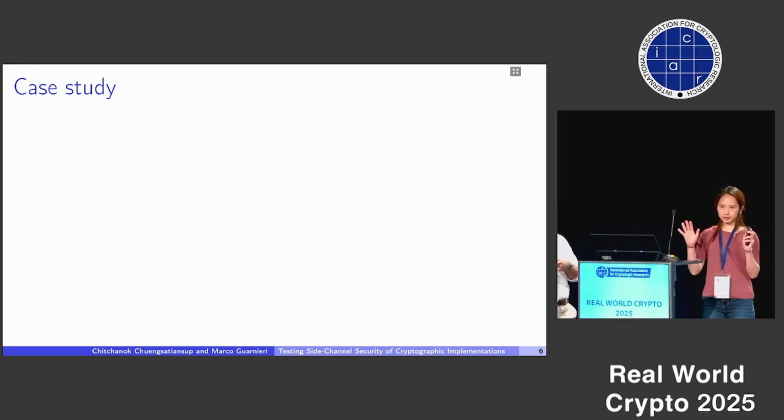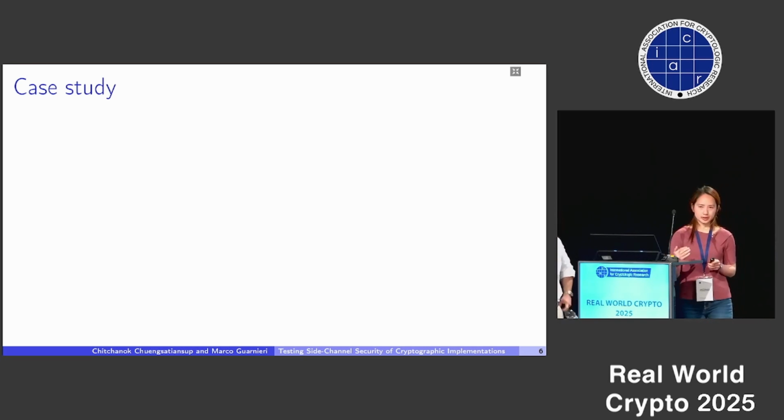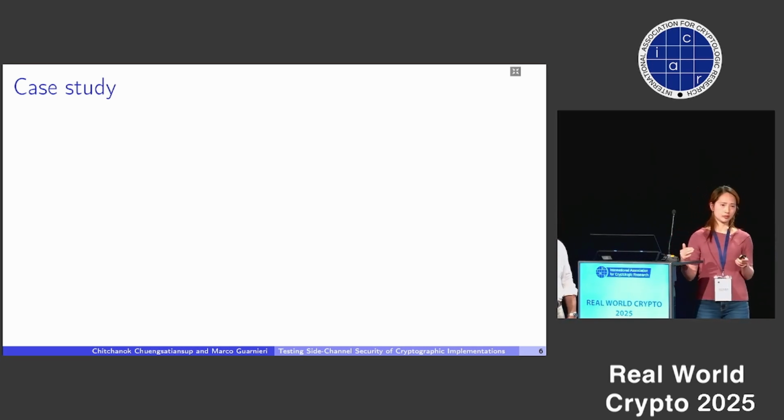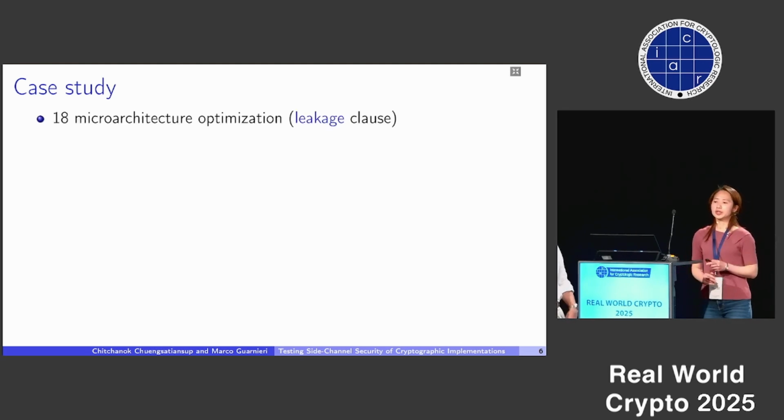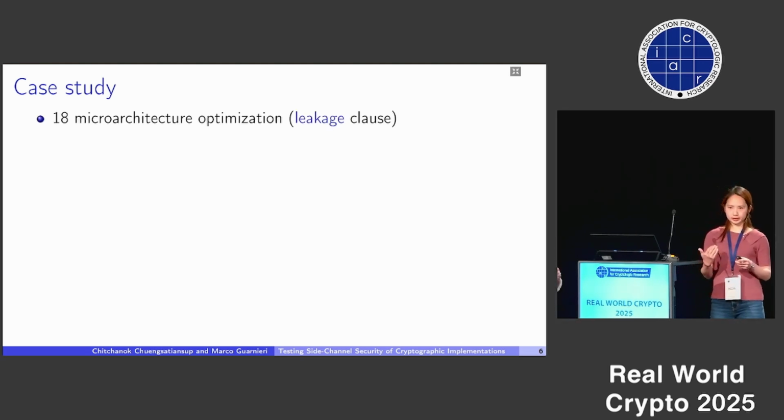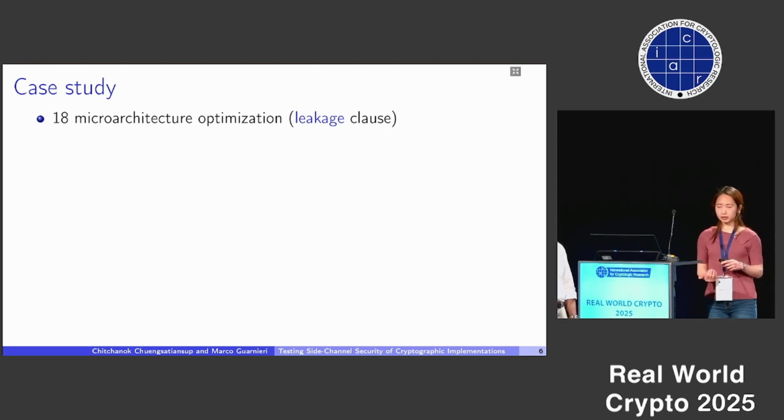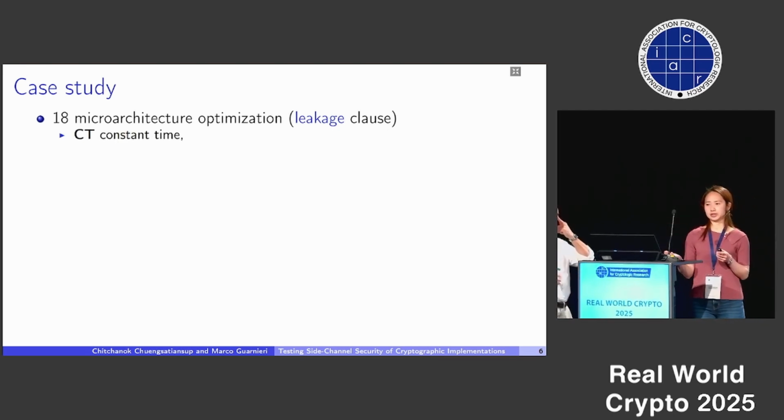So before I continue with our case studies, I would like to recall our motivation. Marco has already explained our tool, and our motivation is that we would like to evaluate the security impact on cryptographic implementations due to microarchitectural optimization. So we need to say what microarchitectural optimizations we consider. In our evaluation, we consider 18 of them, from 8 main classes of microarchitectural optimization.